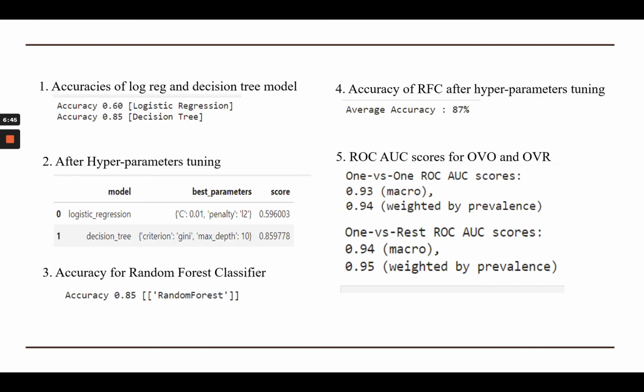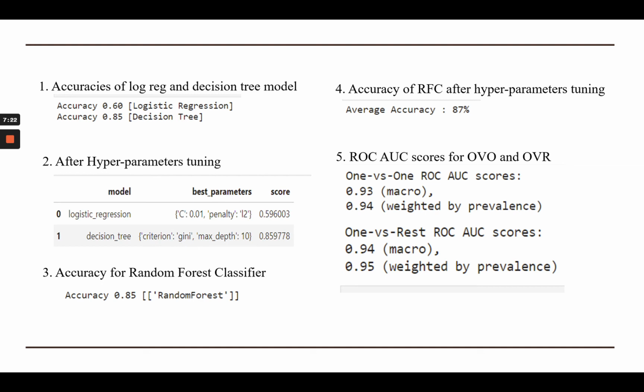Coming to the logistic regression and decision tree models, I got an accuracy of 0.6 or 60% before hyperparameter tuning, and 85% for the decision tree. After hyperparameter tuning, I got just a slight increase, almost the same as before: 59.6%, approximately 60%, and 85.9%, approximately 86%. So there is a slight increase in the decision tree model, but not in logistic regression.